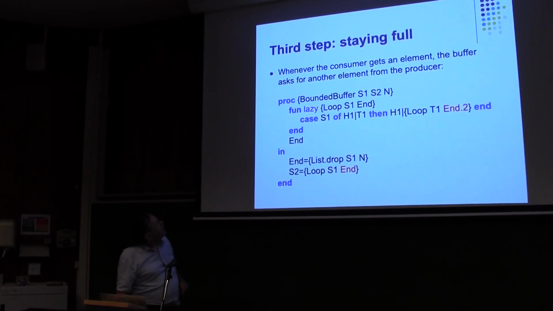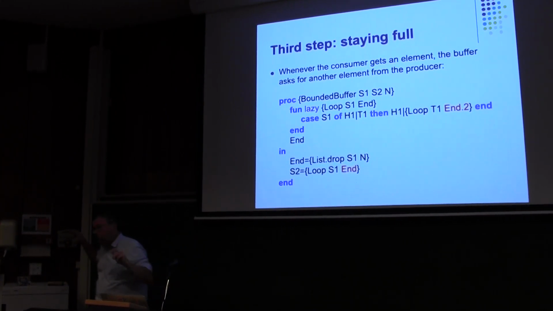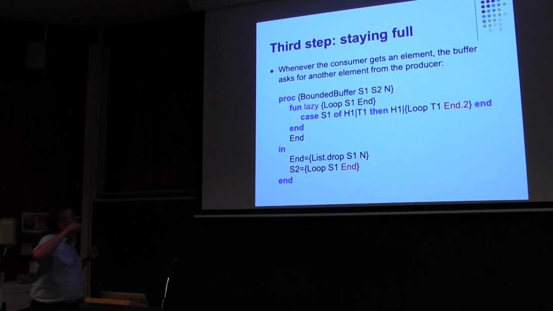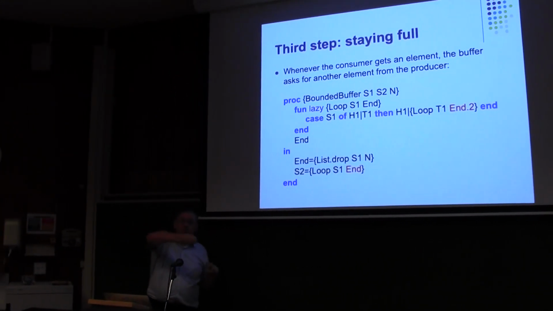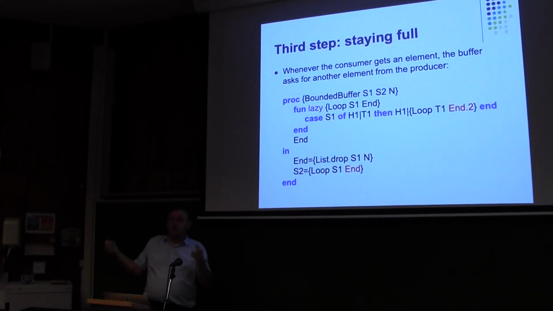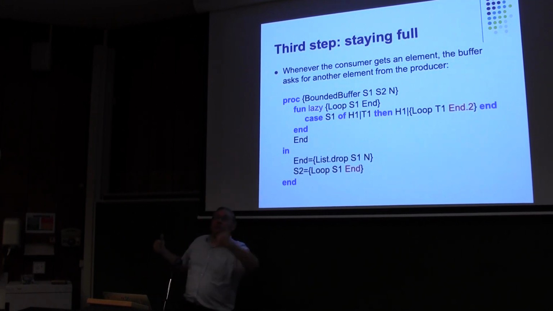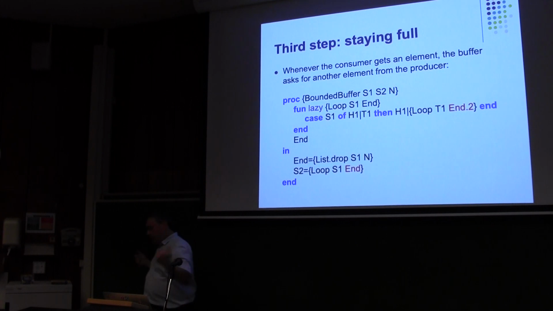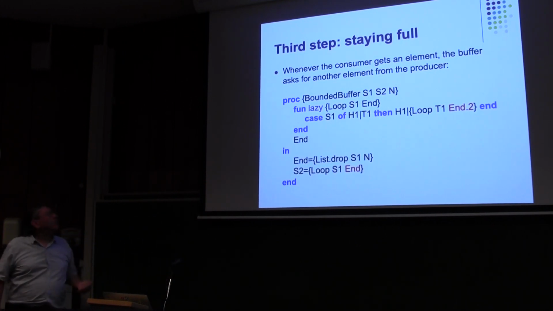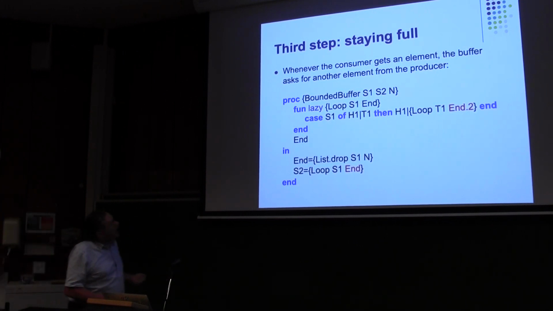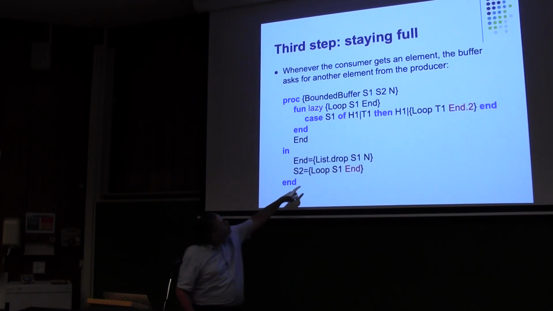And then it has to stay full. The bounded buffer is always trying to stay full. When the consumer takes an element out, then there's one less element in there. So it asks the producer for another element then. It's always trying to stay full, the bounded buffer. And how do we do that? Well, we add an extra argument to the loop.